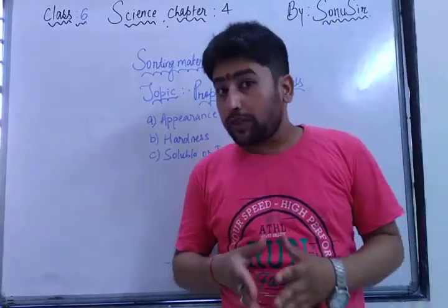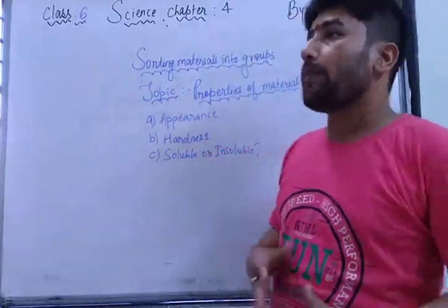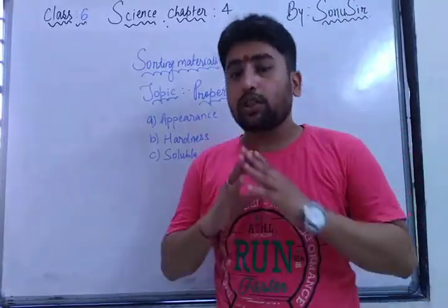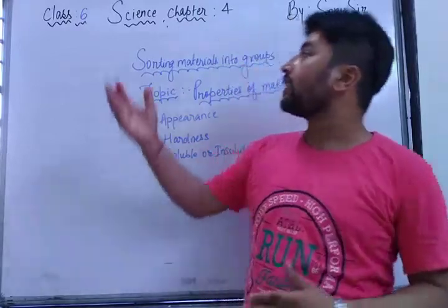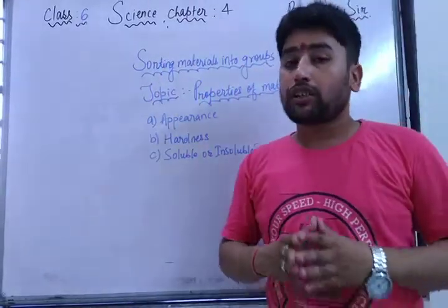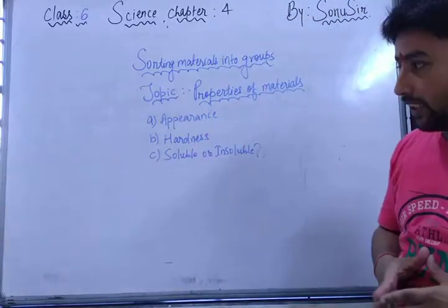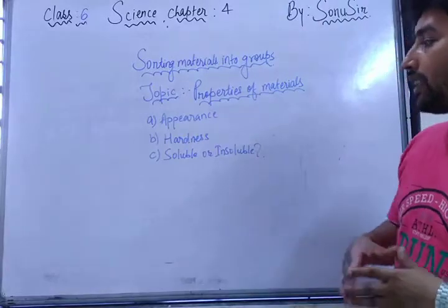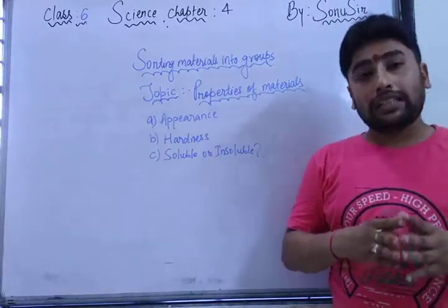Actually, in the previous video, I had explained to you about the properties of materials, in which the first topic was appearance. Today we are going to discuss class 6 science chapter number 4, sorting materials into groups. Our topic is the same, properties of materials, in which today also we are going to just do the revision of appearance, hardness, and soluble or insoluble matter.